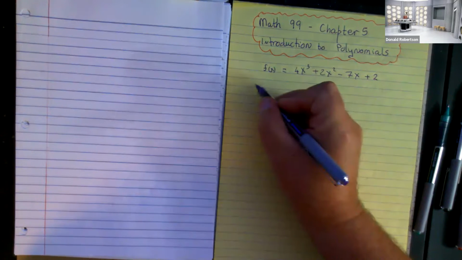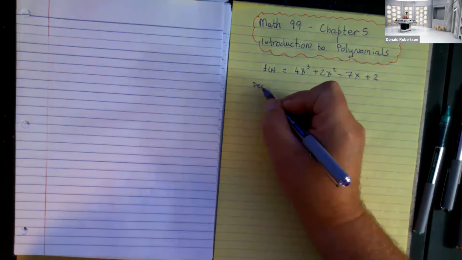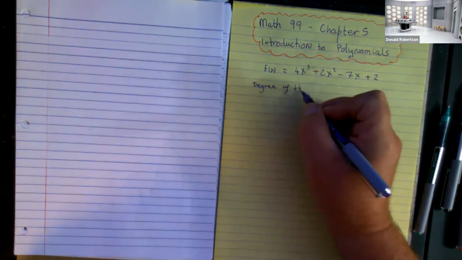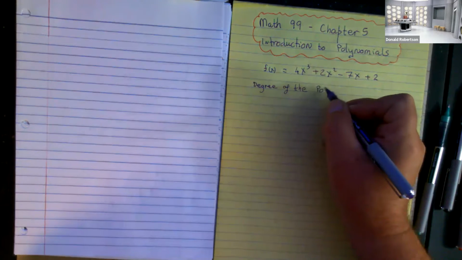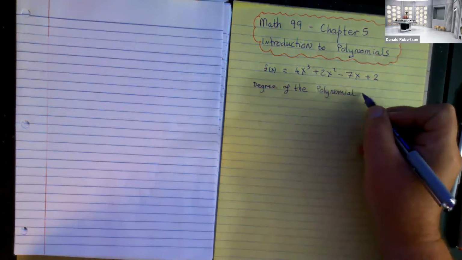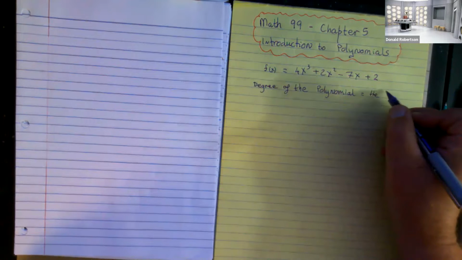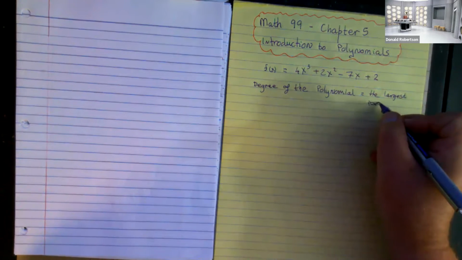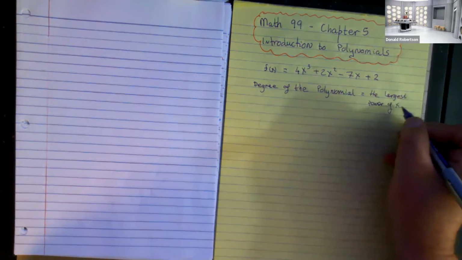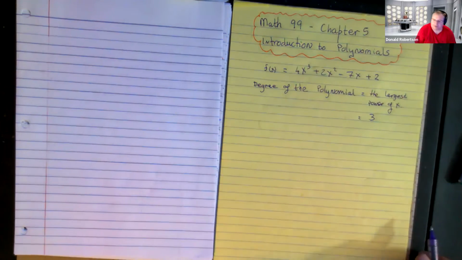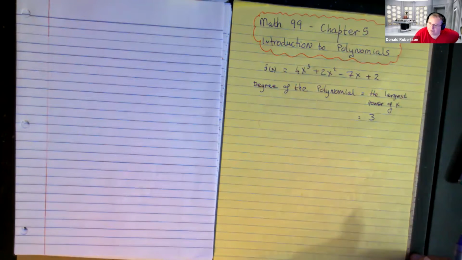And when you look at a polynomial, sometimes you refer to what's called the degree of the polynomial. And the degree of the polynomial is the largest power of x. And it's a number, so you just write down 3, because the largest power of x here is x cubed.